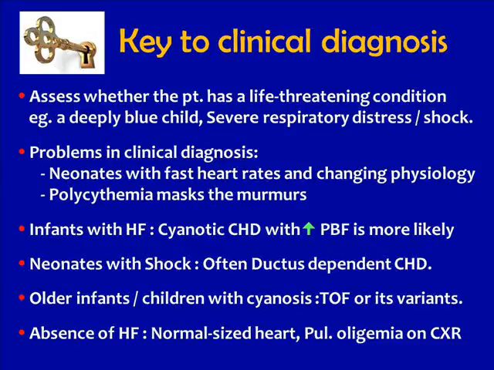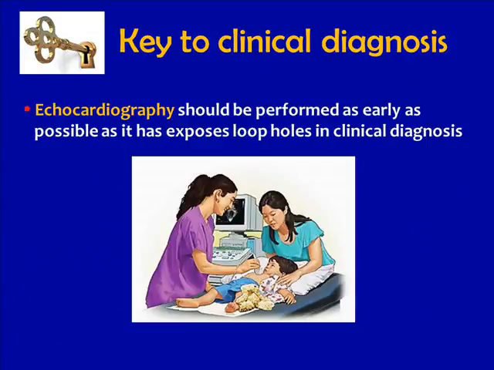In older children and in infants with cyanosis, consider TOF or its variant. In the absence of heart failure, I have found that the chest X-ray and clinical examination show a normal sized heart with pulmonary oligemia on the chest X-ray. Echocardiography, once again emphasizing, should be performed as early as possible since it exposes loopholes in clinical diagnosis.